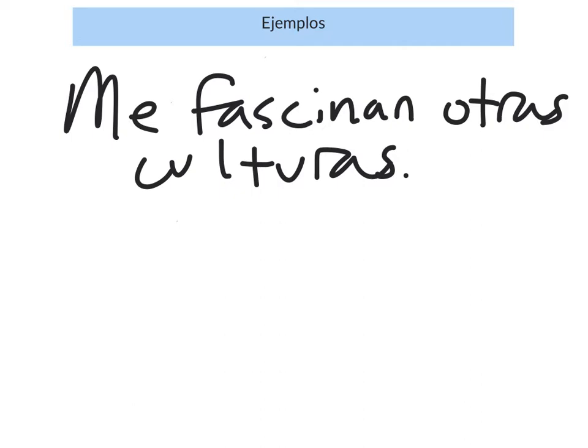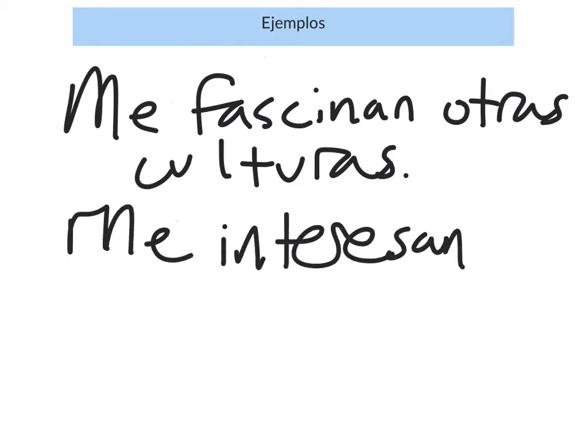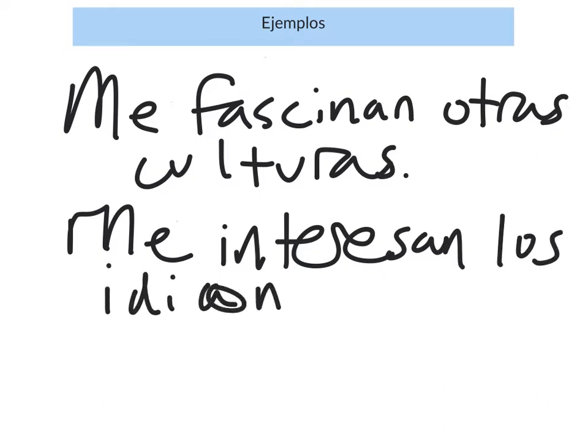Along those same lines is the verb interesar. Me interesan los idiomas. Languages interest me, or I am interested in languages. So these first four verbs, interesar, fascinar, gustar, and encantar, are four ways of talking about things that we like or that make us happy.